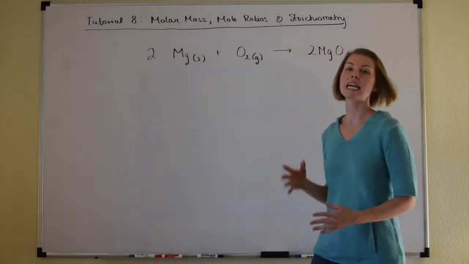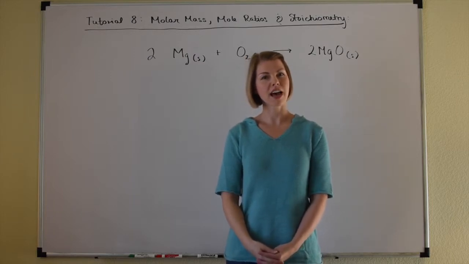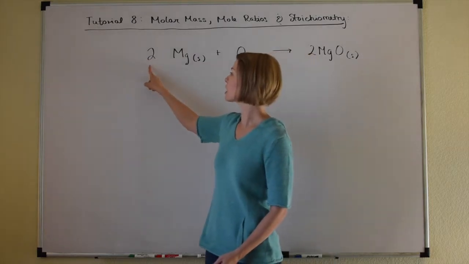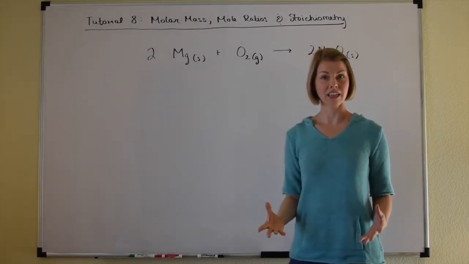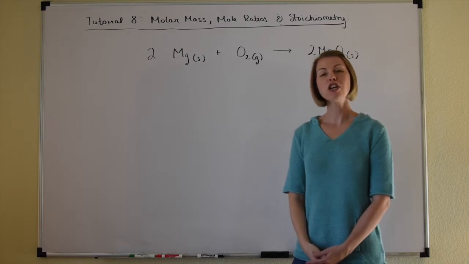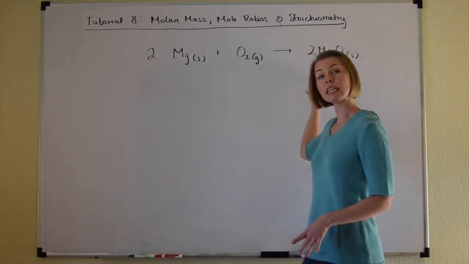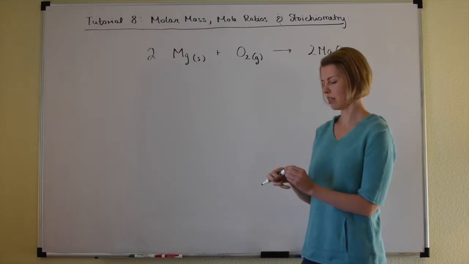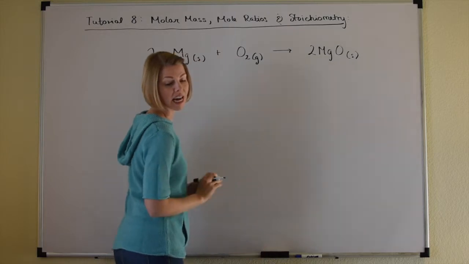Stoichiometry is the branch of chemistry that deals with the quantitative relationship between the reactants and the products in a balanced chemical equation. We already learned in tutorial 7 that it's the coefficients that give us that quantitative relationship in a balanced chemical equation. So we learned in tutorial 7 that we can read an equation. We'll read this equation here, which is written for you on slide 2.